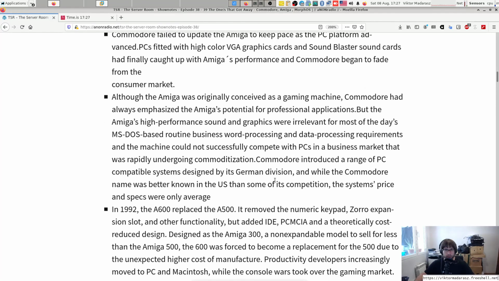Although the Amiga was originally conceived as a gaming machine, Commodore had always emphasized the Amiga's potential for professional applications, but the Amiga's high-performance sound and graphics were irrelevant for most of the day's MS-DOS-based routine business word processing and data processing requirements, and the machine could not successfully compete with PCs in a business market that was rapidly undergoing commoditization. Commodore introduced a range of PC-compatible systems designed by its German division, and while the Commodore name was better known in the US than some of its competition, the systems' price and specs were only average.